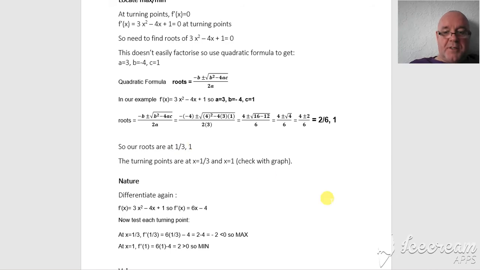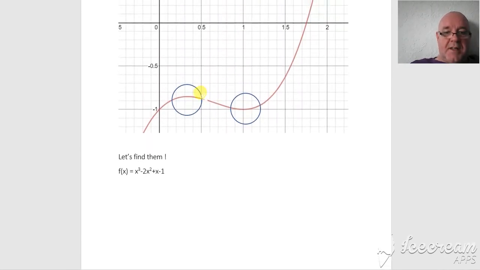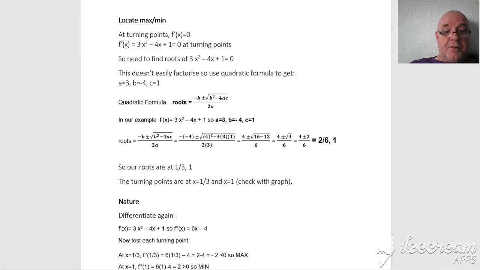These are turning points. It says check with the graph. We've already done that, so that looks about right. So there, it's about a third. A third's about 0.33, 0.4, and that is exactly 1. So it looks as though we've gotten it. So now we need to find the nature and the value, and then that's us.